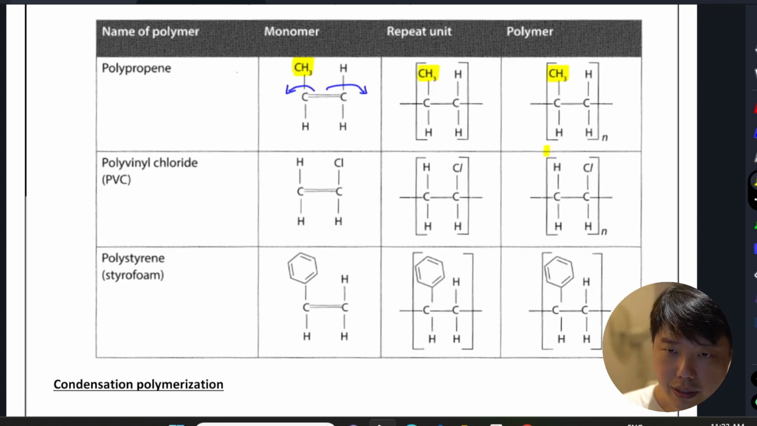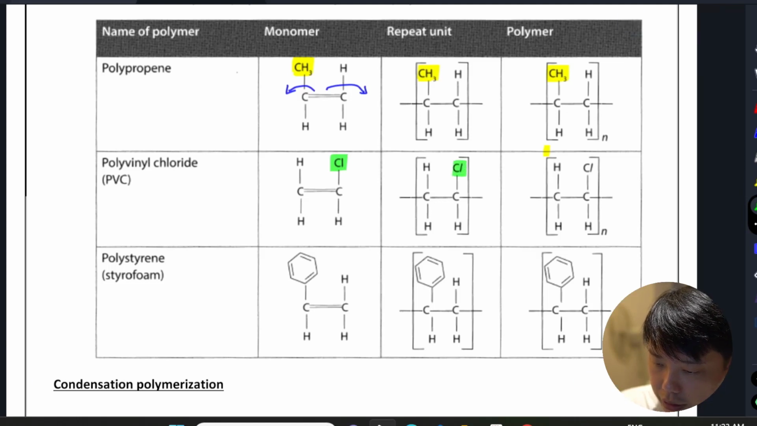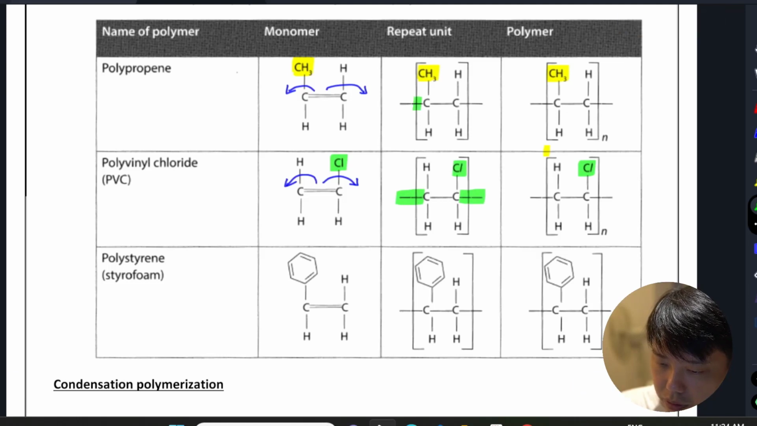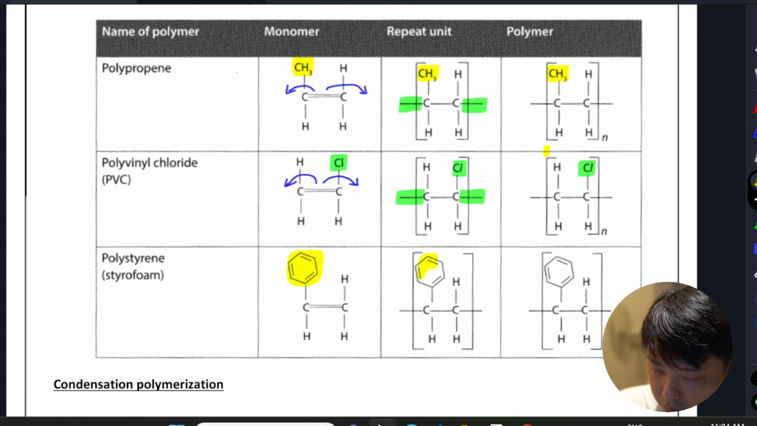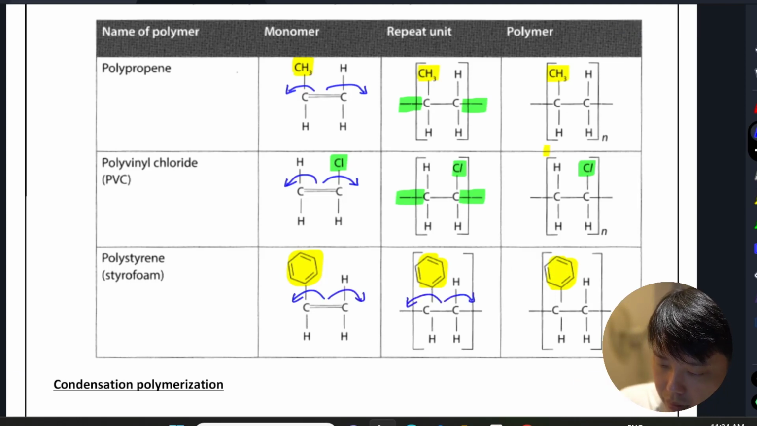So look at PVC. It's going to be the same thing. Chlorine, chlorine, chlorine. Then your double bond opens up, and then you form these two connecting bonds. How about styrofoam at the bottom? The unique group is your benzene ring, benzene ring, benzene ring. Again, your pi bond opens up.